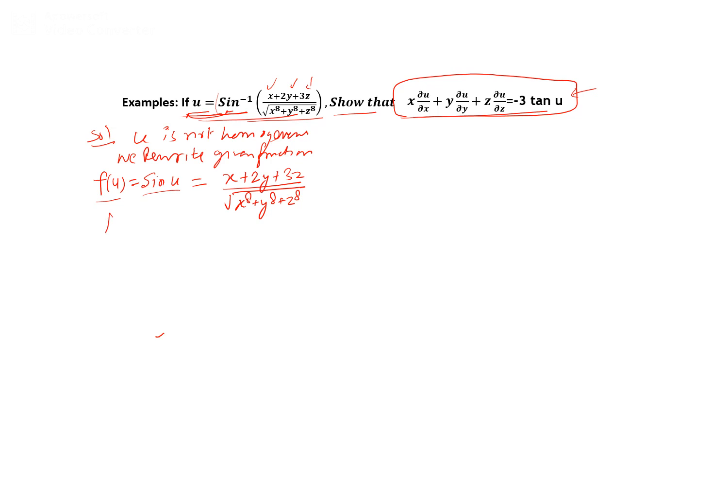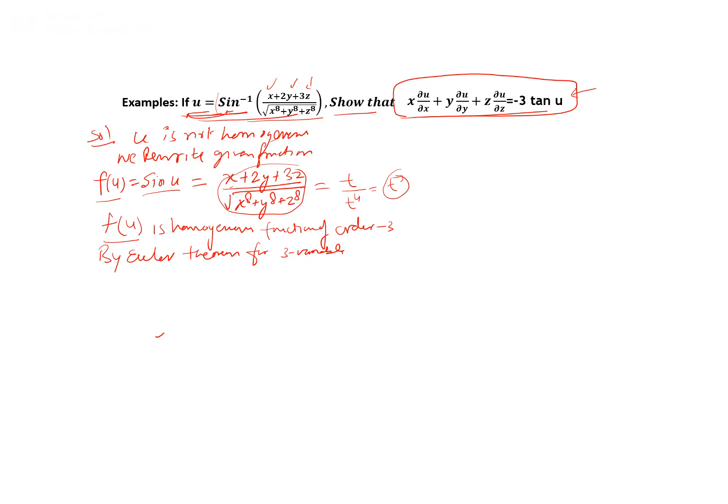So now you see, f u, that is sine u, is a homogeneous function, because if you replace x with xt, y with yt and z with zt in that function, you can take t as a common factor in the numerator and t power 4 in the denominator, so we get t raised to power minus 3. So we can say f u is a homogeneous function of order minus 3.